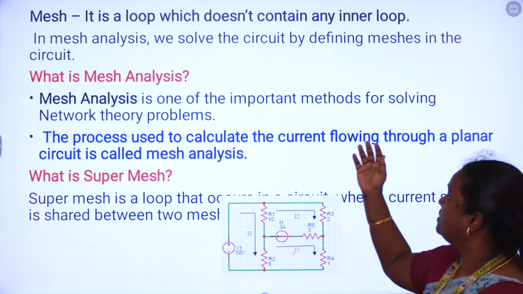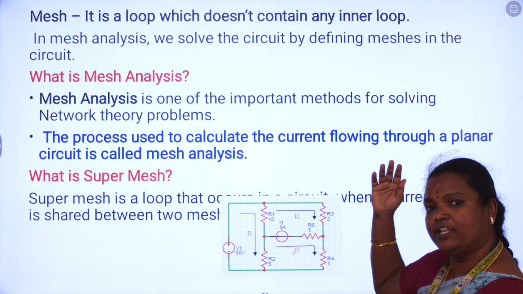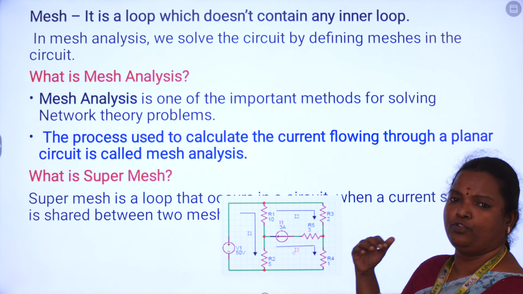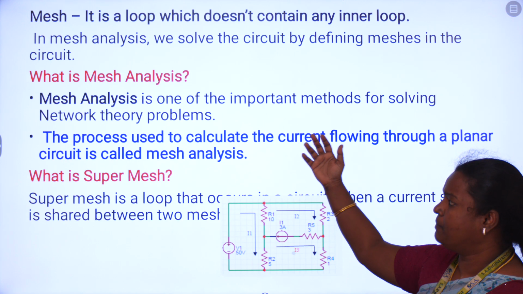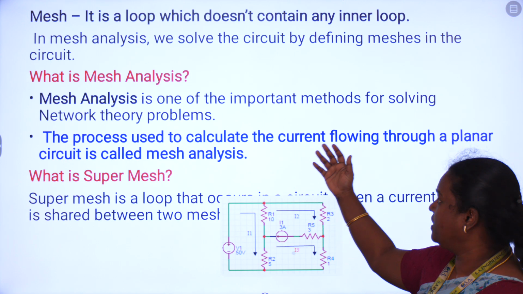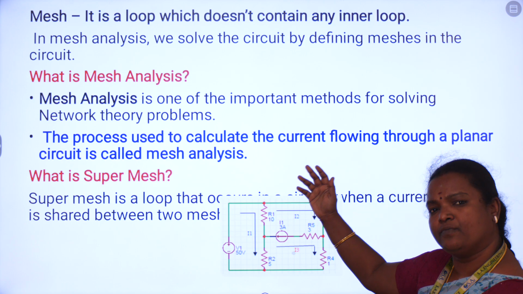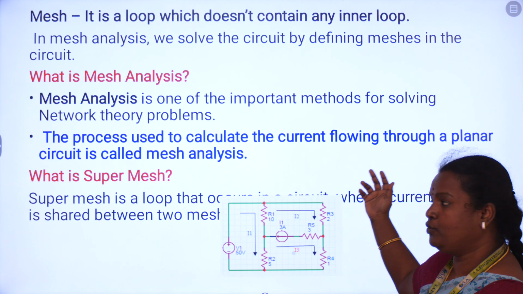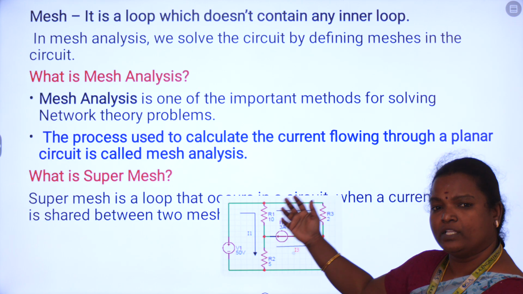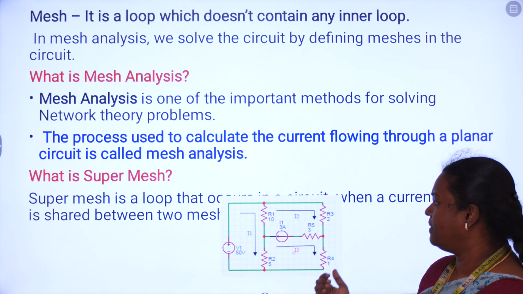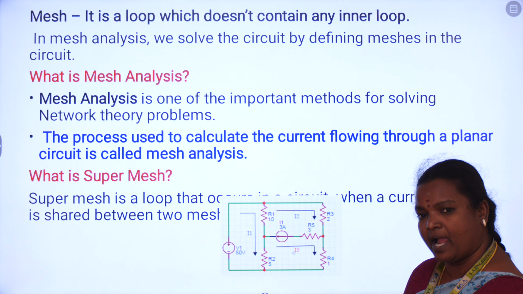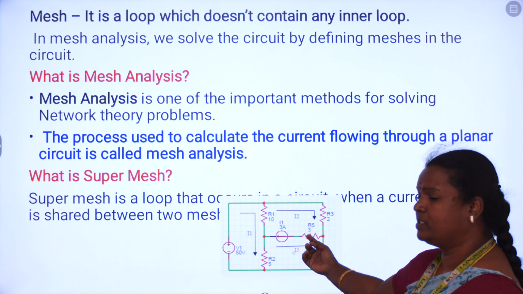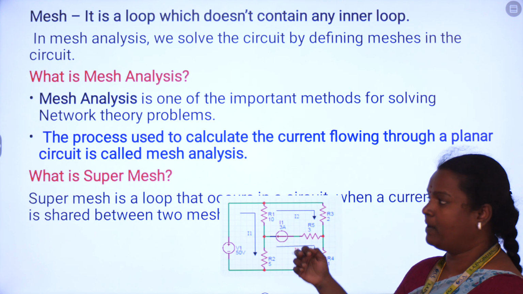So in mesh analysis we are going to define the meshes, and after defining the meshes we are going to find the current flowing through the circuit. So what is mesh analysis? Mesh analysis is one of the important methods for solving network theory problems. It is a process to calculate the current flowing through a circuit. And what is a super mesh? A super mesh is when the current source is shared between two meshes. So when the current source is shared between two meshes, it is considered as a super mesh.